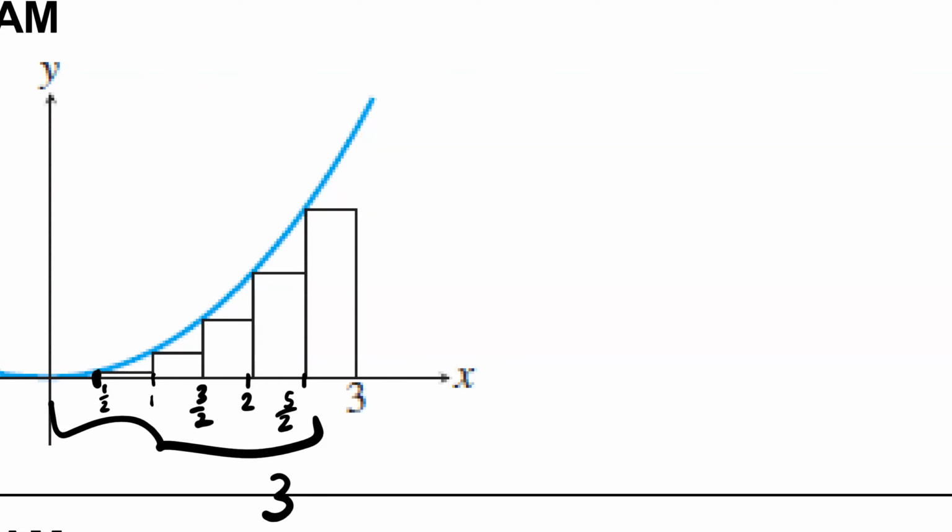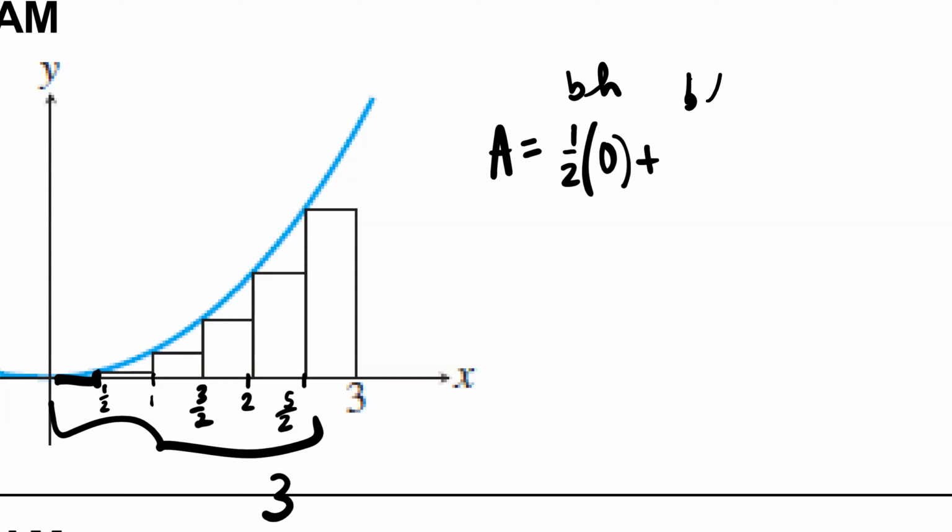If I want the total area, I'm going to add up each area. Base times height. The first base is 1/2. The height is 0, which is why you don't see the box, because it's literally a height of 0. The next box, base times height. I'm dealing with this box now. I have a base of 1/2. What is my height?